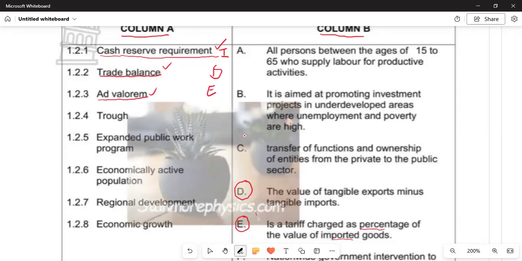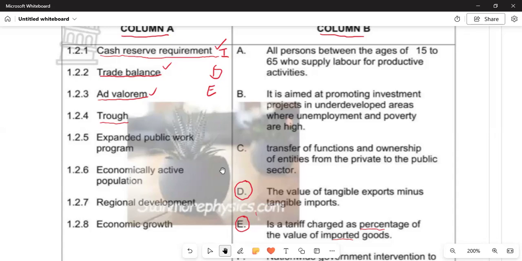That is, we are talking about a tax or duty calculated as a percentage of the value of goods. For example, a 10% ad valorem tariff on imported cars. Hope you understand. Let us not waste time and then come to 1.24. A drop. Now we are coming to a drop. So, a drop, we want to see the description that is going to match it.